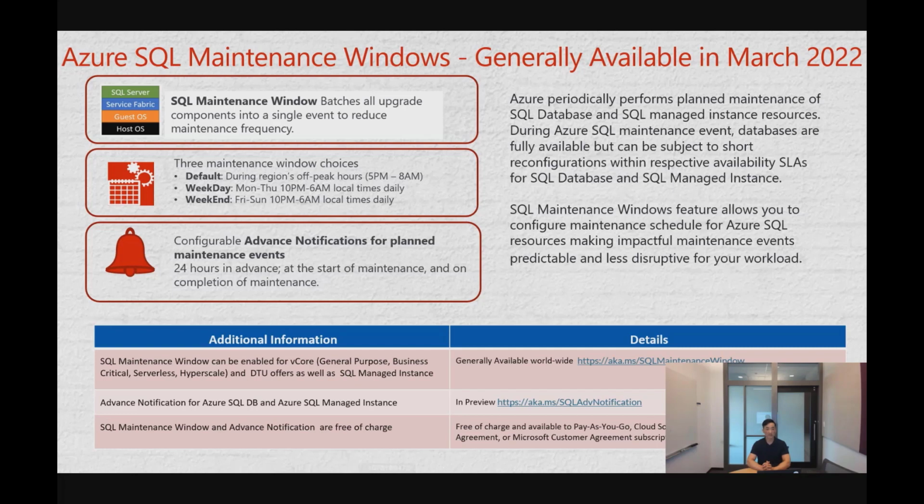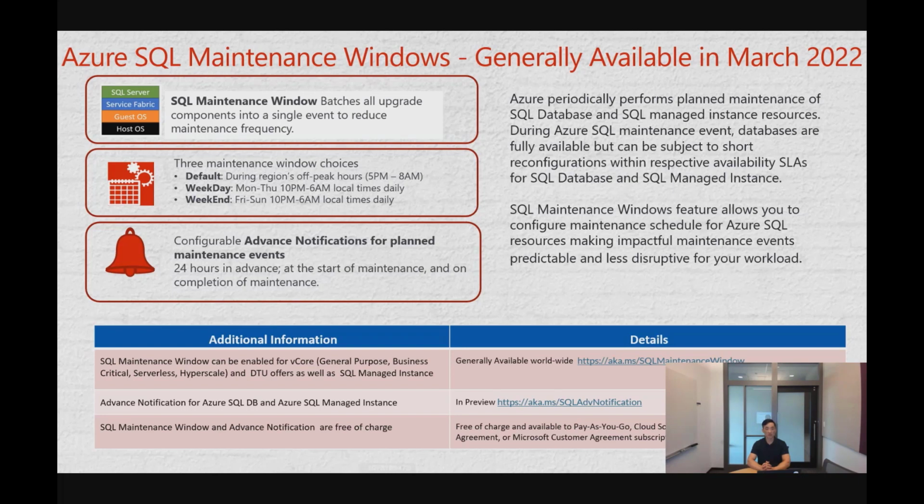By default, SQL applies maintenance updates only during 5 p.m. to 8 a.m. local times per region to avoid peak business hours. Users can now select the weekday option or a weekend option depending on their business need. If the weekday window is selected, SQL will ensure all planned maintenance activities will only occur between 10 p.m. to 6 a.m. local times Monday through Thursday. For weekend option, updates will only take place during 10 p.m. to 6 a.m. local times Friday to Sunday.